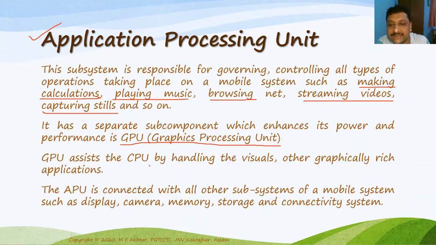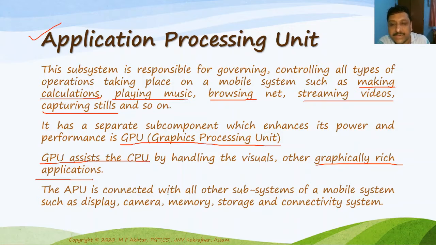The GPU assists the CPU by handling the visuals and other graphically rich applications. Graphically rich applications means those applications that have high resolution components, videos or data. These can be handled easily by the GPU along with the CPU.